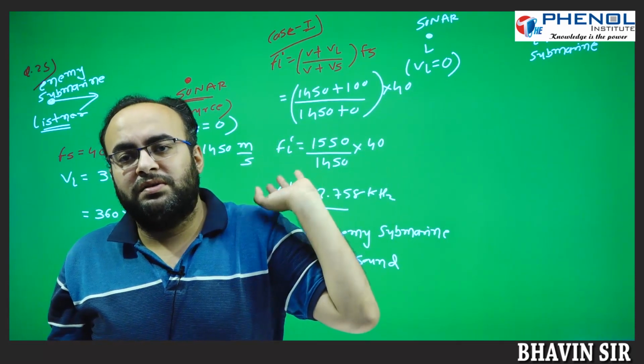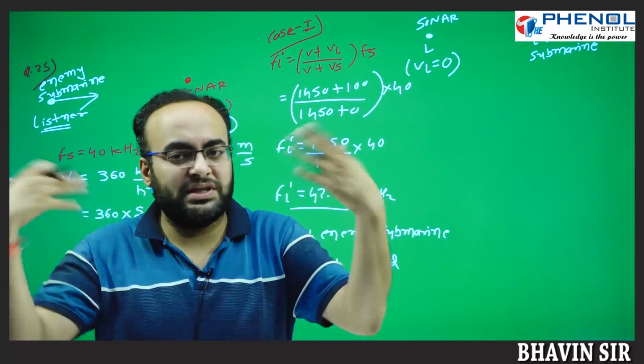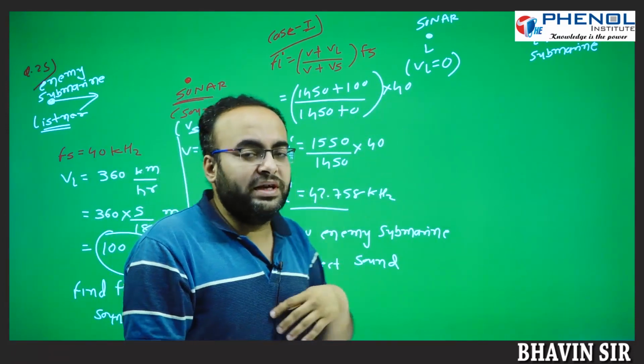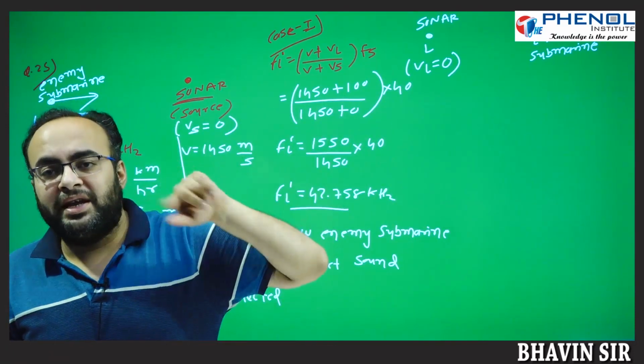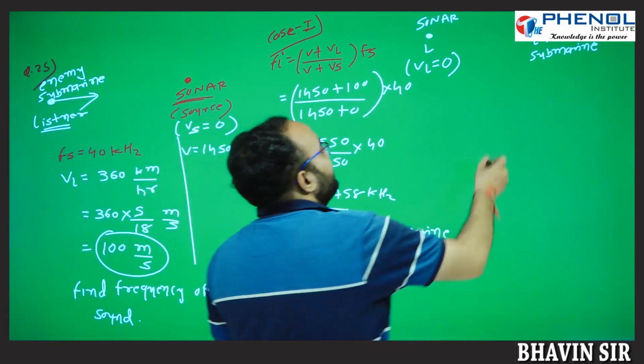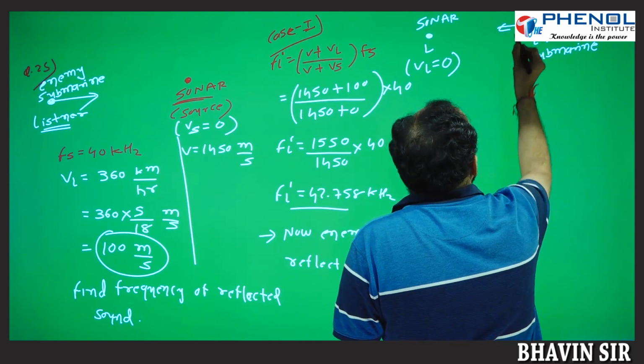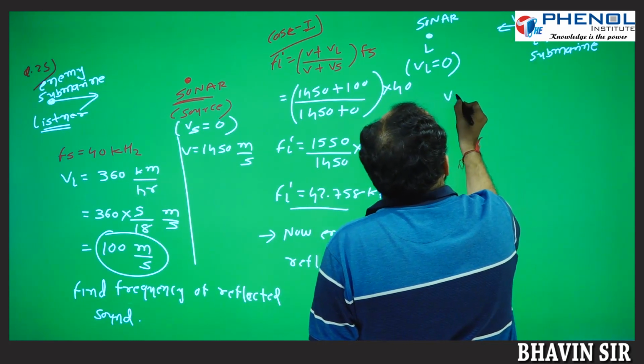But the submarine in which the sonar is placed is stationary, so that is 0. Who moves? The enemy submarine, and the enemy submarine moves towards what? The sonar submarine. So this is the enemy submarine, and what is its speed? Now its speed is what?